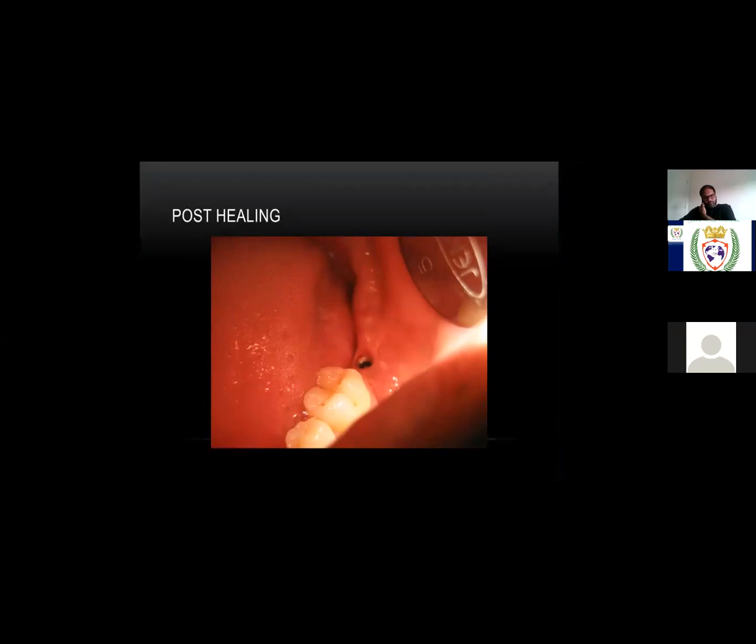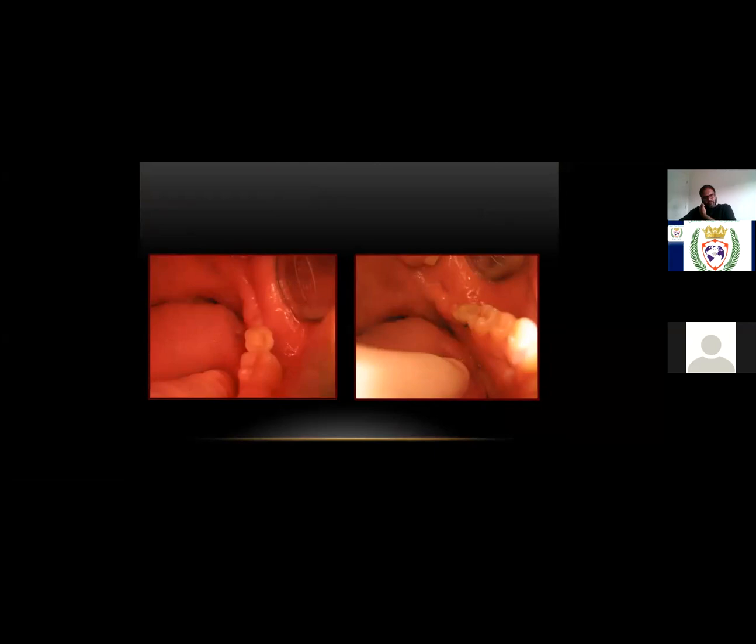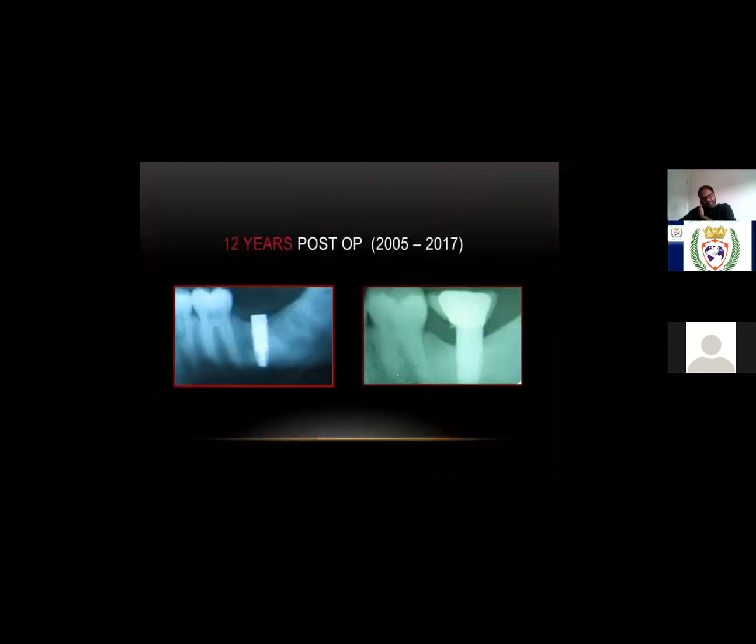We get a good soft tissue profile. That's when we are going to restore the tooth. So we are going to do our prosthetics and place a PFM crown, and we are going to restore the whole situation. Now you see this case.